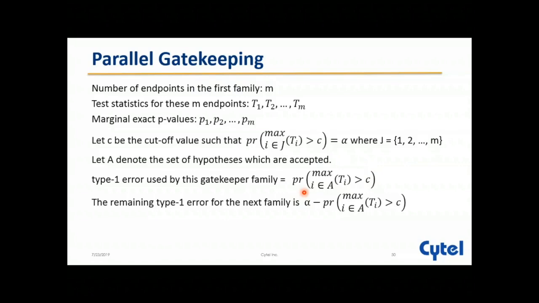Some alpha is used by this parallel gatekeeper family, and the remaining type 1 error will be passed over to the next family, that is the total alpha minus the utilized alpha. And the same procedure will be repeated for the next family. So we'll again start with the number of endpoints in second family. We'll compute the cutoff. We'll see which hypotheses are rejected, which are accepted or could not be rejected. We'll compute the type 1 error used by that family, and the procedure will continue. Let's see how we can perform this exact computation in StatExact using an example.